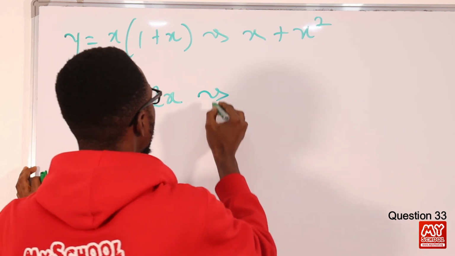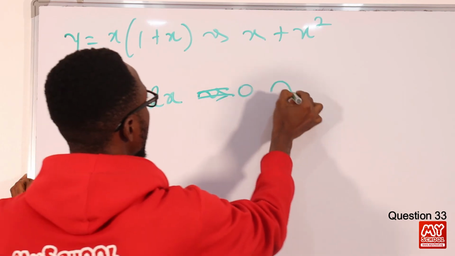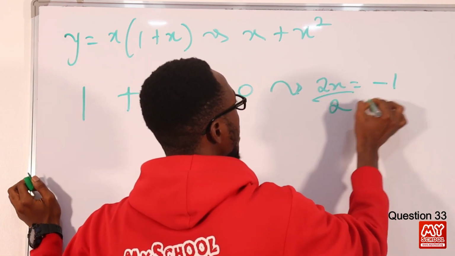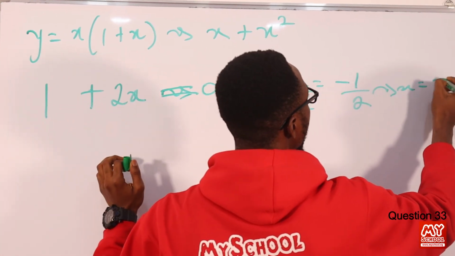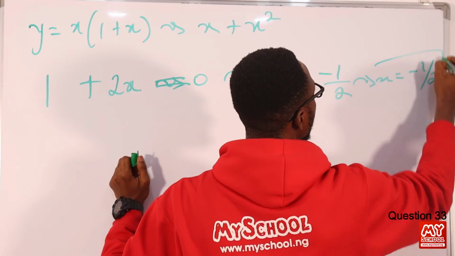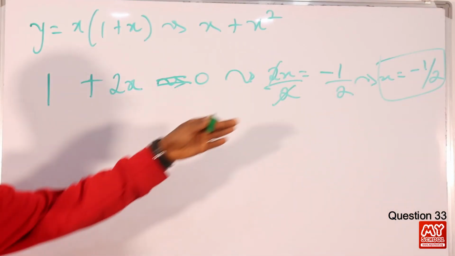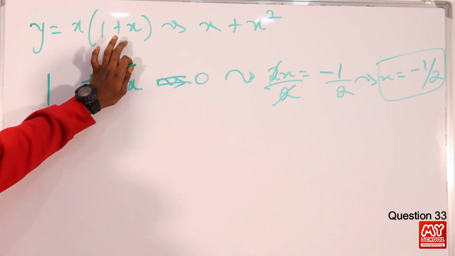Then we'll bring it to 0. Let me just say equals 0. So if this comes out, it becomes 2x equals minus 1. Dividing both sides by 2, I have x equals minus 1 over 2. We're asked to find the minimum value, so I'm just going to work with this because this is the value that we can derive from this expression.